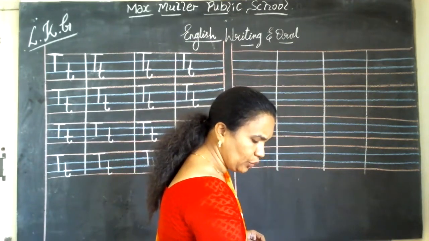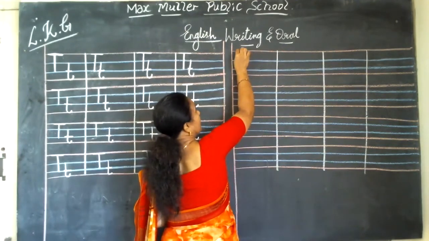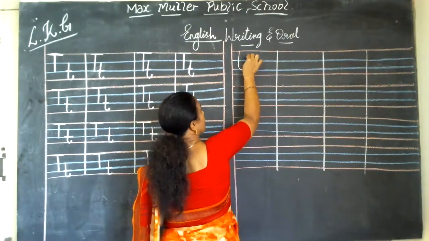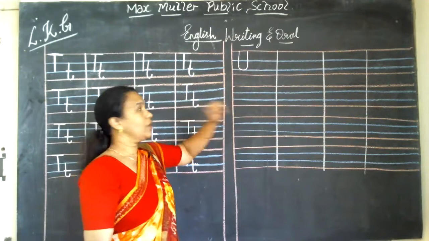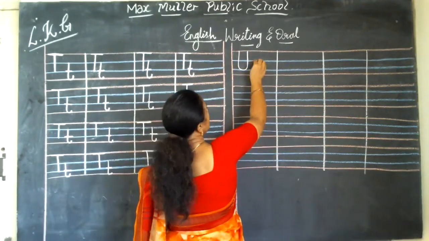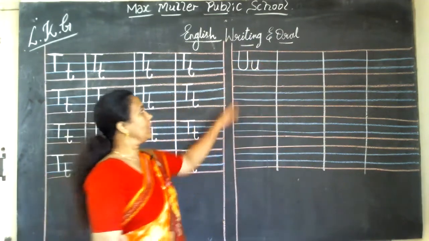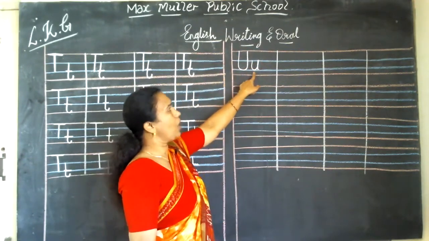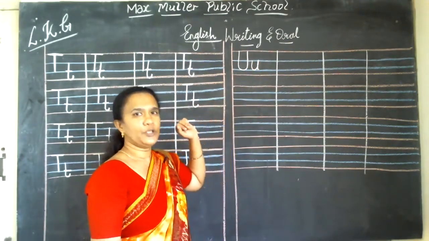Now, how to write U? How to write U in the four line? Touch to the red line and write the standing line and curve like this. U, capital U. Okay, what letter is this? Capital U. Small u. Small u only in the blue line. Okay, capital U, touch to the red line and to the blue line, and small u only with the blue line. Only in the blue line you have to write u.